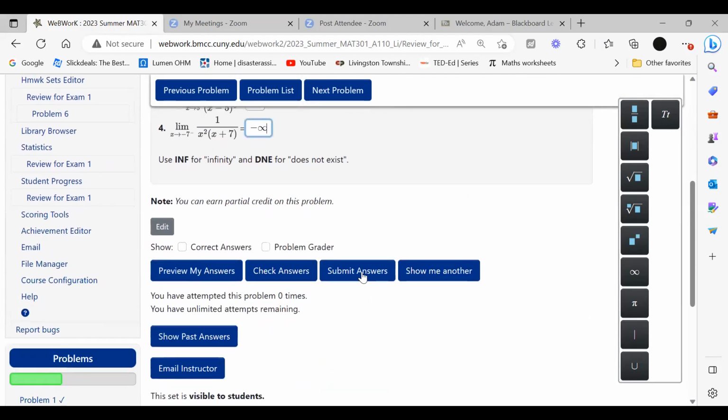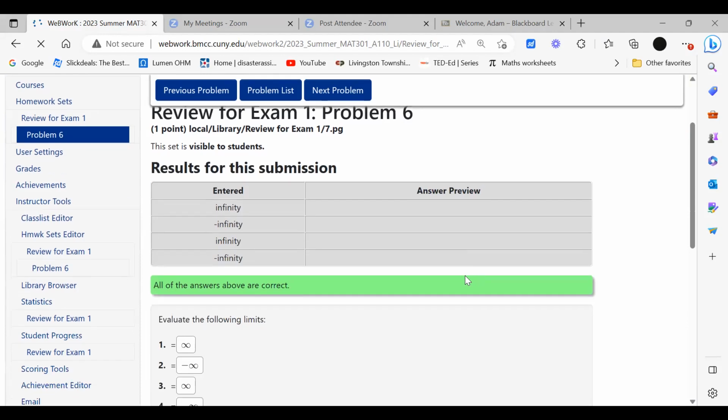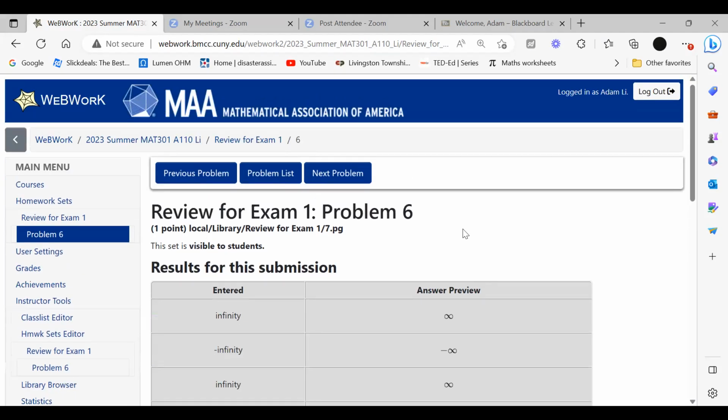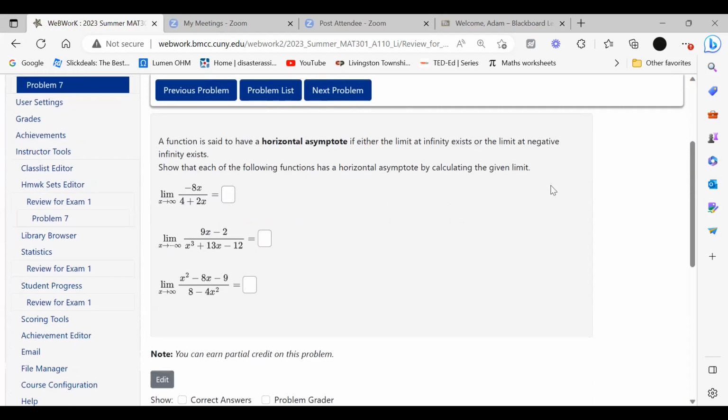Okay. So let's do it. That's all good. And so that's basically problem 6. And let's look at the next problem, problem 7.